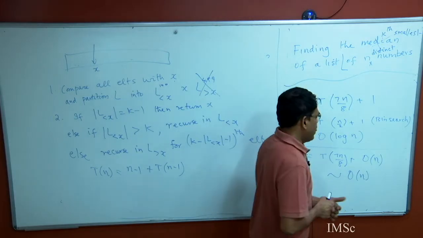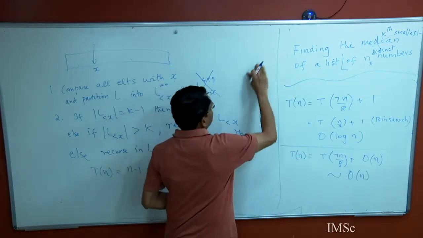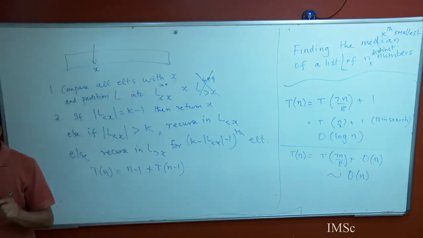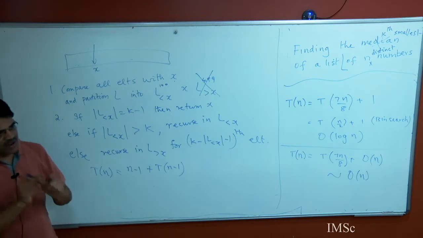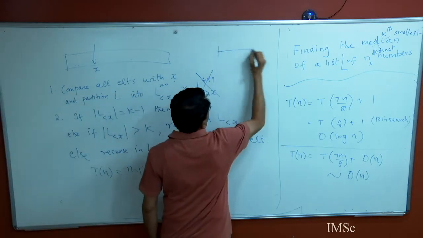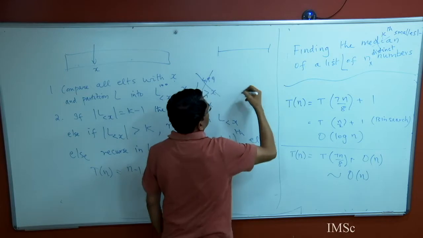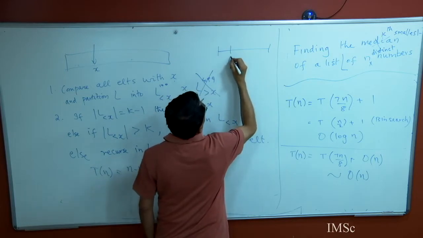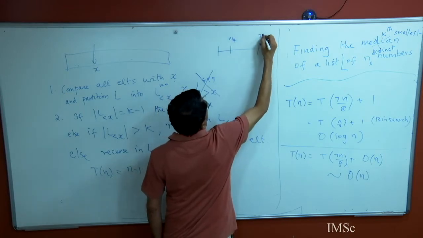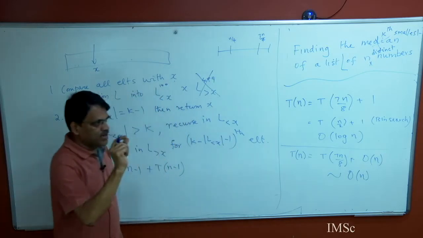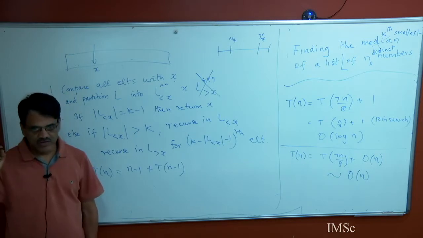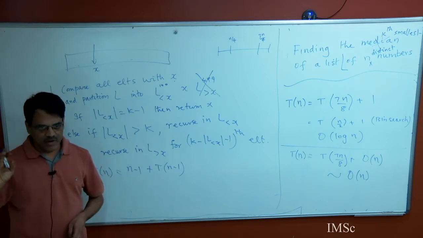Okay, so in particular, let's say if I pick a random element. Now we have to formally define what random means and do this analysis carefully, but let's go with the intuitive understanding of what a random element is. Suppose I have these n numbers, and let's say this is of rank n by 4 and this is rank 3n by 4. So rank meaning an element's rank is i if it is the ith smallest element. Okay, that's the definition. So median has rank n by 2.